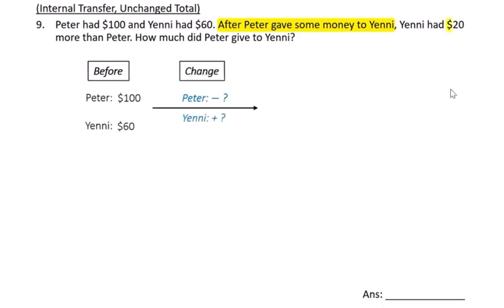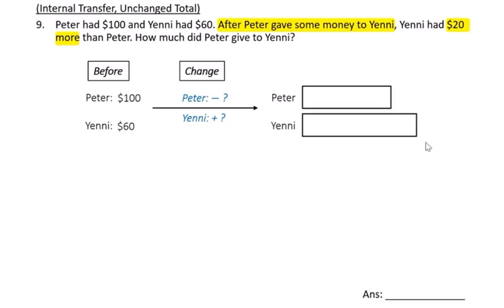And after that, what happens? Yenny had $20 more than Peter. So Yenny, $20 more than Peter. So this one, you cannot draw units. $20 more means Yenny must draw the longer model. Peter, shorter model. This is a comparison model. Difference of $20. That is after.